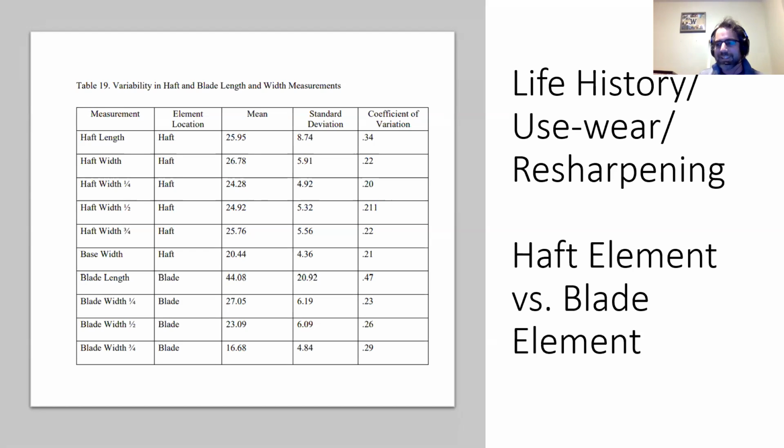I interpret that to mean that, yes, they were retouching, resharpening the blade, and occasionally, and maybe even often, they were retouching and resharpening the haft, right? So they're retooling the whole thing. And that's very different interpretations with effectively the same data. And if I'm right, that means life history, use wear, and resharpening is a huge problem if we're trying to get to style. And honestly, it's not a problem I've solved, and it's something we're going to have to continue to work at.